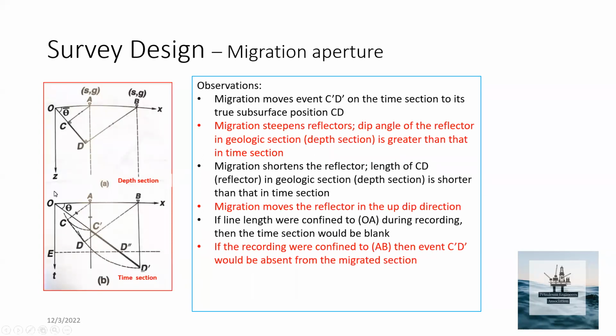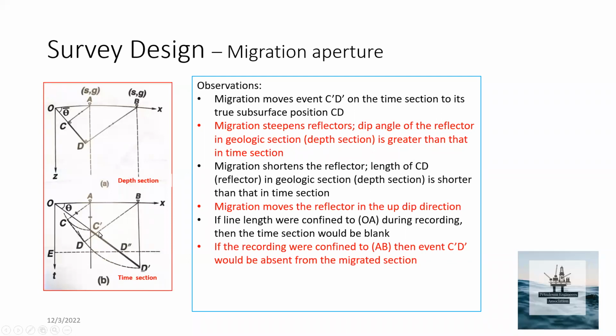Okay. For example, migration moves event C'D' on the time section to its true subsurface position CD. So after we perform the migration, the reflection turns into CD. Okay, what happened from C'D' to CD? The event is steepened and sharper, and the depth increases. That's what the migration does.